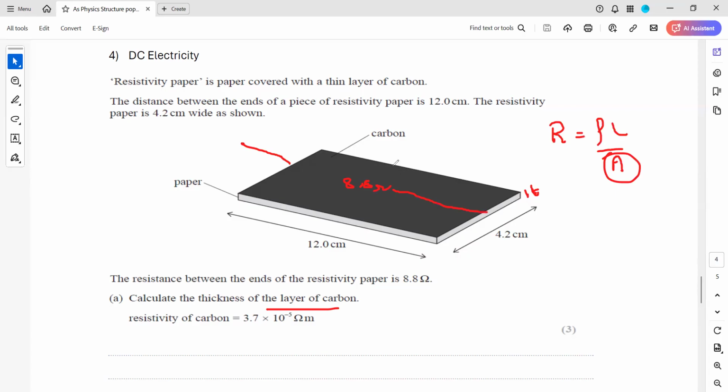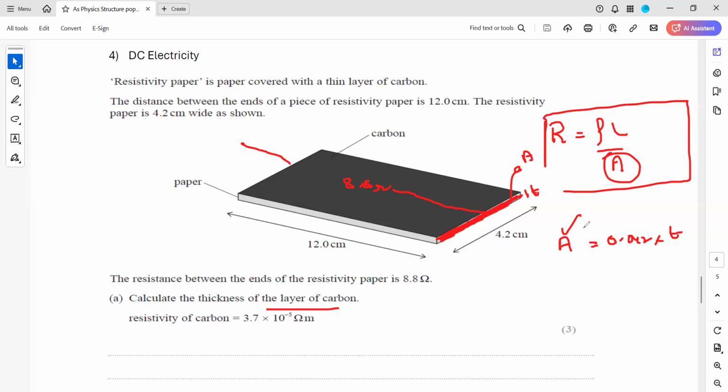Because the dimension of the paper is already given, and we need, what about the cross-sectional area? This is the cross-sectional area. So when we are finding A, we are finding this cross-sectional area. And this cross-sectional area is equal to 4.2, or in meter when we convert it, 0.042 times T. So first using this formula R is equal to rho L over A, I'll find the area and then area divided by 0.042, I'll get the thickness of this paper.